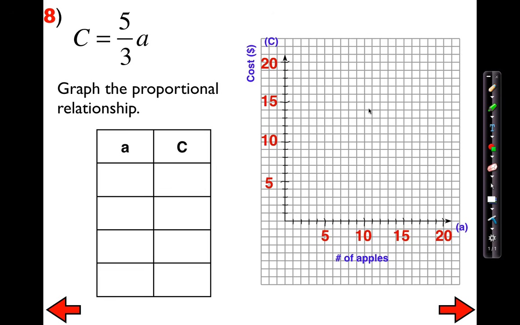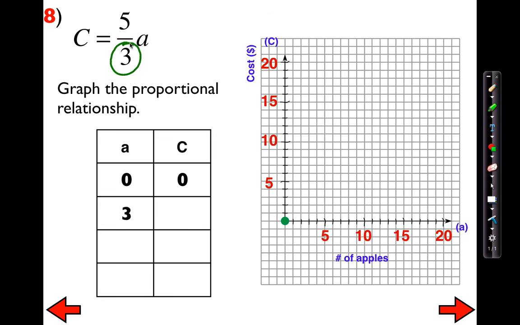Okay, so let's quickly go over this problem to see how well you did. Hopefully, you picked multiples of the denominator, which in this case was a 3. So first, always go with 0. You should have gotten 0, which proves it goes to the origin. Now, that's something that you must understand, that if it's a proportional relationship, that's one guaranteed ordered pair that you will know. It's going to go through the origin.